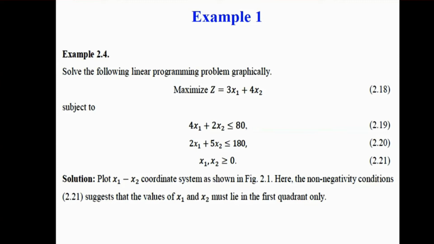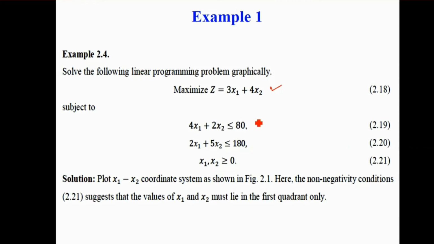Now example 1. It says maximize z equal to 3x1 plus 4x2. This is the problem we discussed yesterday as the first modeling problem. It is subject to 4x1 plus 2x2 less than or equal to 80, 2x1 plus 5x2 less than or equal to 180, and x1, x2 greater than or equal to 0.